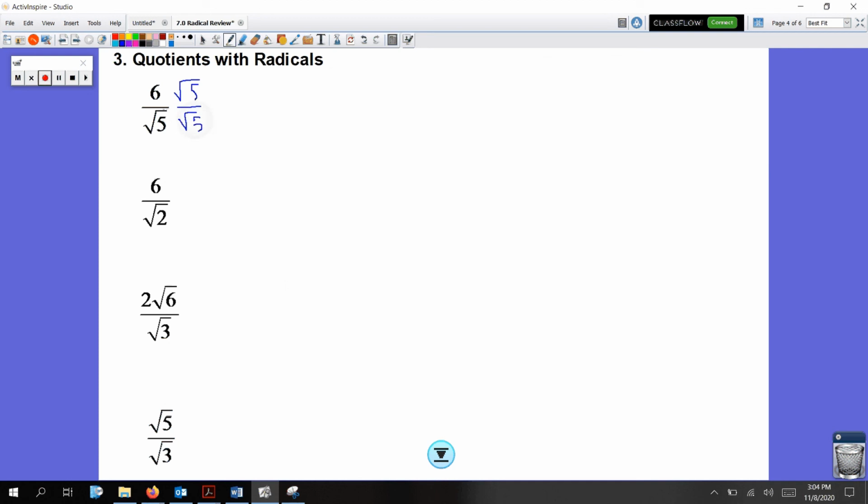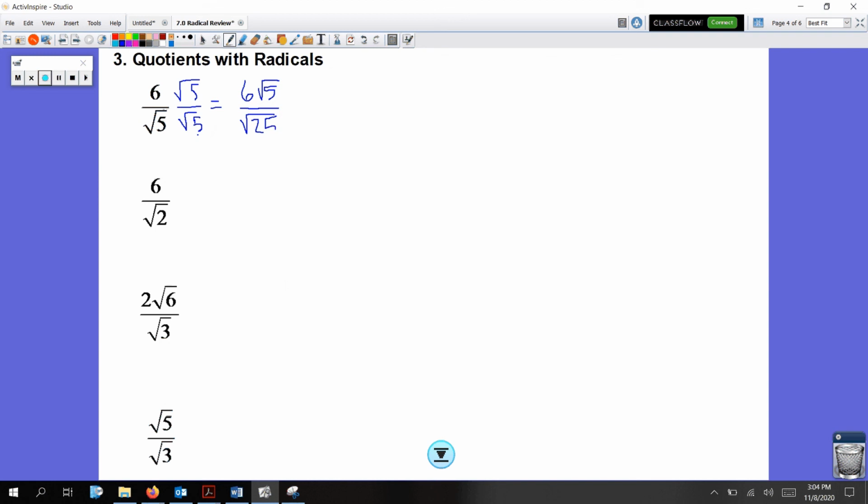And again, while I'm doing this example, I'm going to show you all the steps, and then I will make it just a little bit simpler when I get down to the bottom here. All right, so 6 times root 5 is 6 root 5. That's okay. And now root 5 times root 5 is square root of 25.